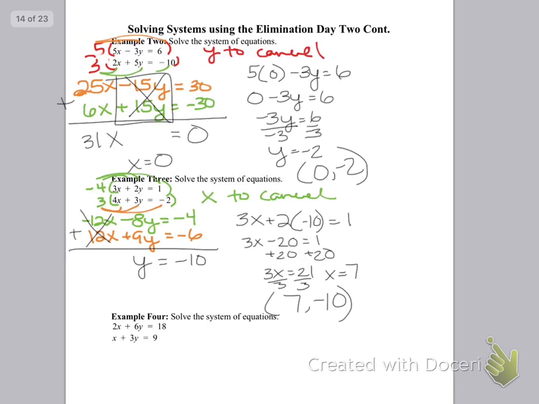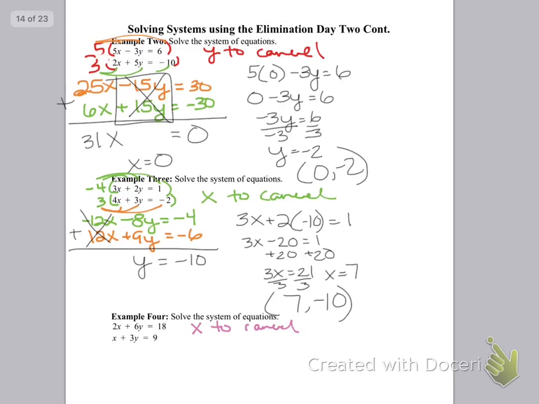My last example is number 4. So I'm going to look at each variable to figure out which one I want to cancel out. So for my x terms, I have 2x and an x. My y's, I have a 6y and a 3y. Well, there's nothing too up front with that one. There's still no opposites with the negative. So I'm just going to go ahead and cancel out x, because why not? So x to cancel.